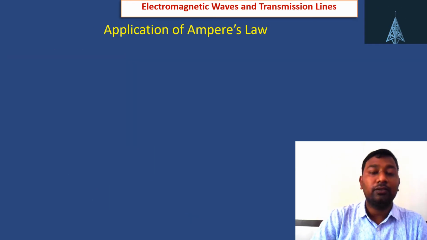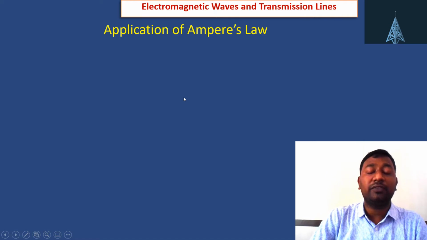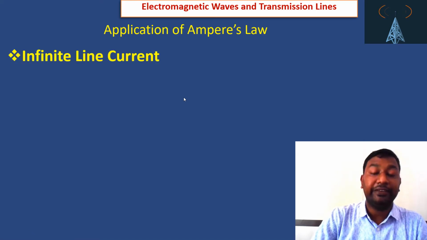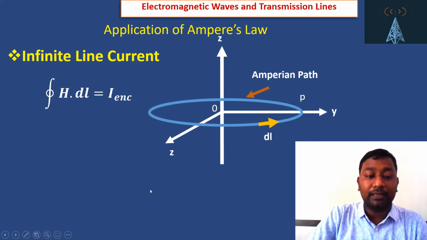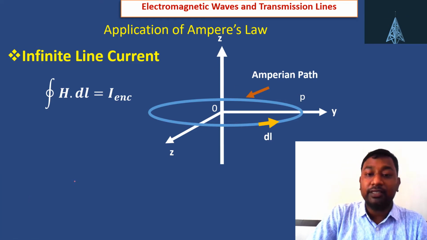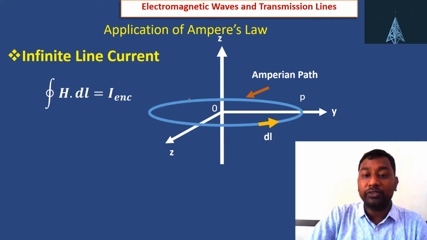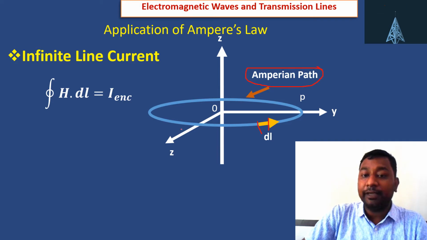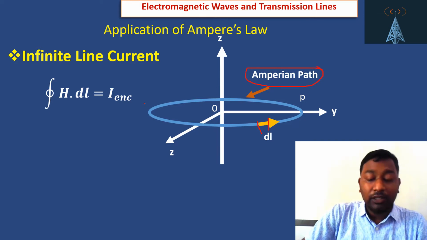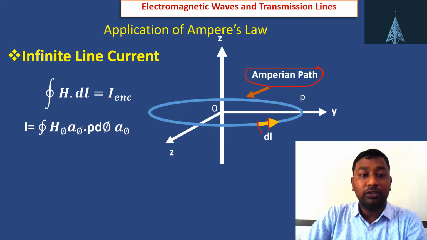Okay, now we will look at the application of Ampere's law. First we consider an infinite line current. We know Ampere's law is H dot dl equal to I enclosed. Here we consider a path called the Amperean path, similar to the Gaussian surface we considered in Gauss law. Here we consider a small dl element. So H dot dl, and the total current is enclosed by this Amperean path.